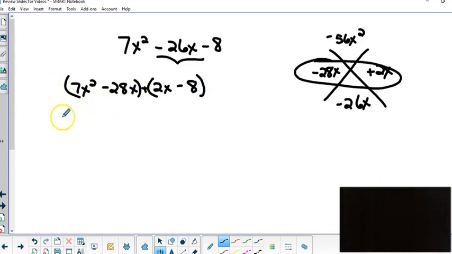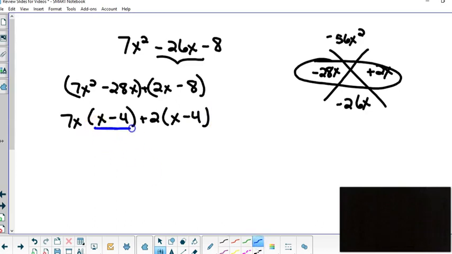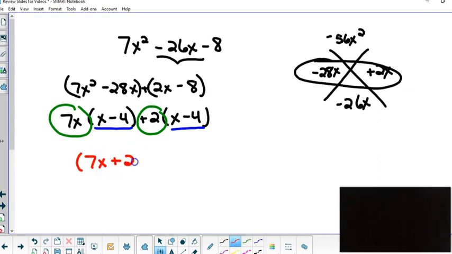This first set has a common factor of 7x. We factor it out and we have an x minus 4. These last ones have a common factor of 2. We factor it out, we have an x minus 4. And then we have this common factor right here, x minus 4. And our other factor is going to be the things that we pulled out, this 7x plus 2. And so our factored result is 7x plus 2 times x minus 4.